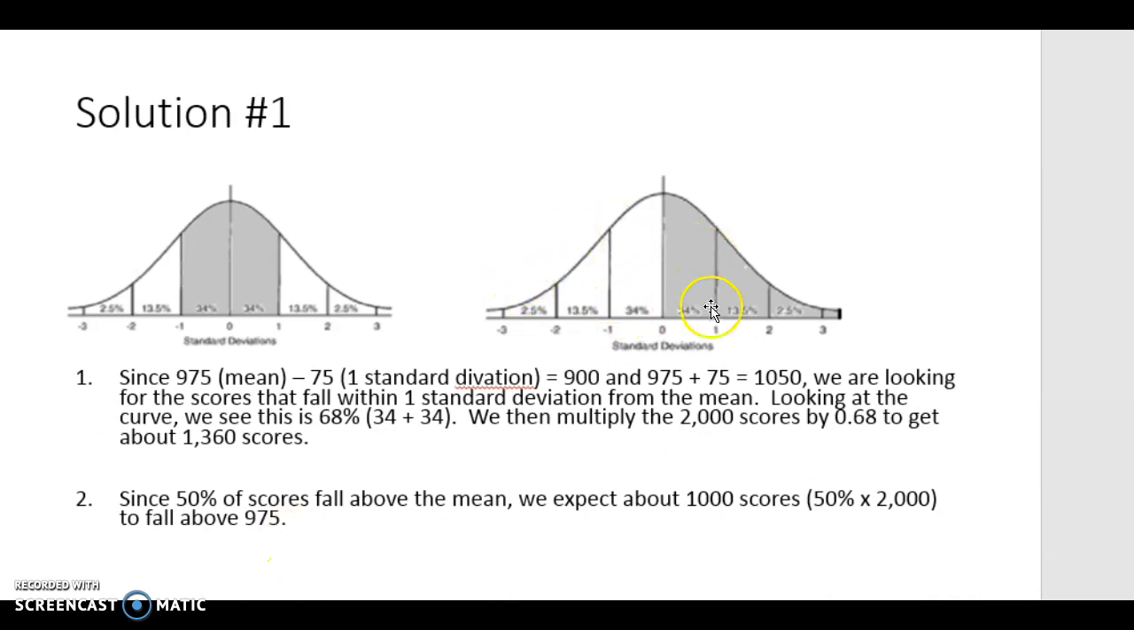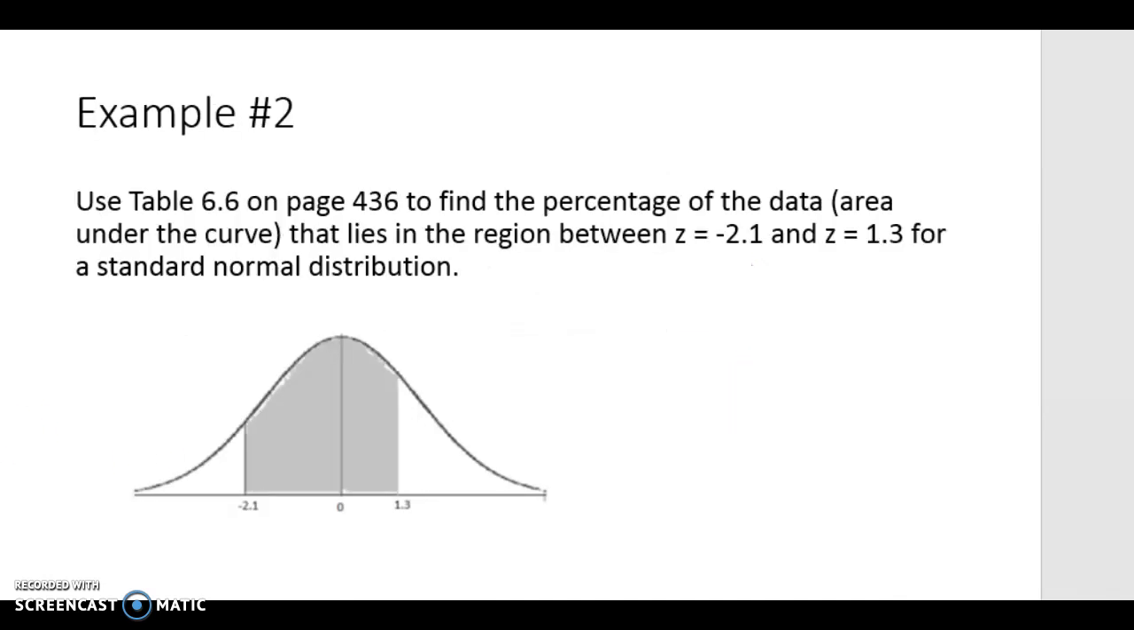Next question is, how many scores fall above the 975? Well, if this is our curve and the mean is right at 975, we know that half the curve lies to the right and half the curve lies to the left. If you look at the table, you'll notice that the areas go all the way up to 0.5, and that's 50% or half of the curve here. So the answer to that question is just 50% or 0.50. All right. Example number 2.